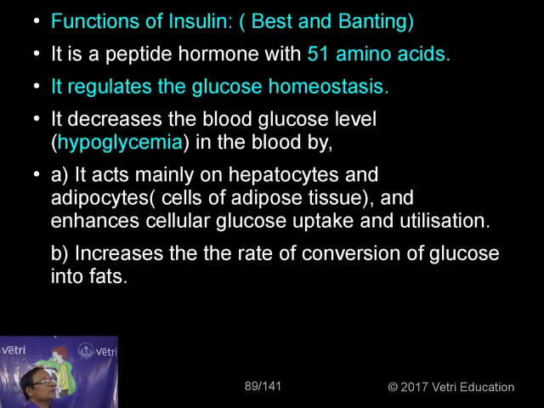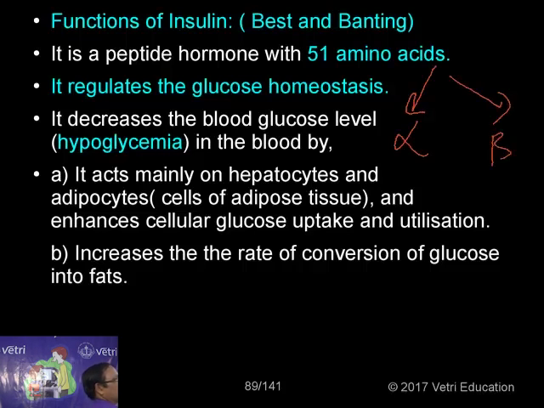Now, the functions of insulin. Insulin was first reported by Best and Banting. It is a polypeptide of 51 amino acids, formed of two chains: the alpha chain and the beta chain, otherwise called the A chain and B chain. The alpha chain has 30 amino acids and the beta chain has 21 amino acids. The two chains are joined together by a disulfide bond, a bond formed between sulfur containing amino acids.